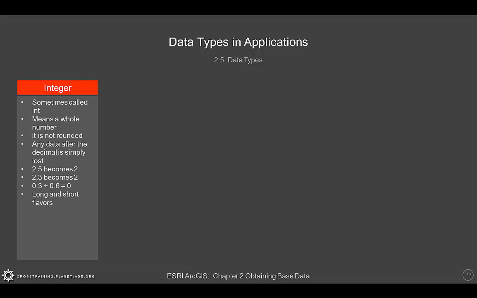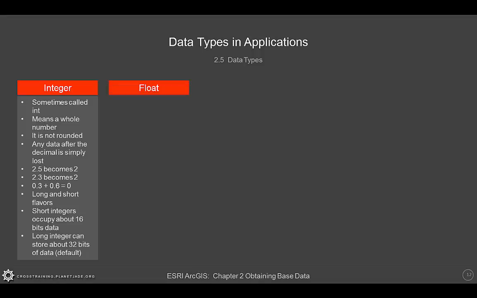There are two flavors of integers. There is the long and the short flavor. Short integers occupy about 16 bits of data, and the long integers can store about 32 bits of data. Generally, by default these days, when you see the word integer and you're wondering which flavor it is, it's going to be the long integer, the 32-bit one.